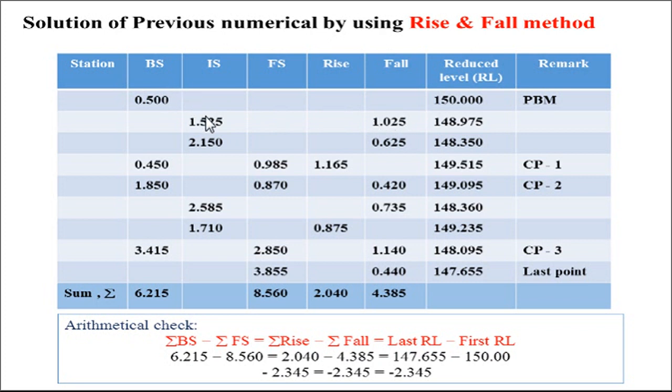Then compare second reading and third reading. Okay, so 1.525 minus 2.150, this is again negative, so it is a fall, we have to enter over here. Then next we have to compare these two readings, because this is the third reading and this is the fourth reading. By comparing these two, this is small, this is more, so we will get a positive result. So it is a rise, 1.165. Okay, and here we have written a change point. Now after this reading, we have taken this reading.